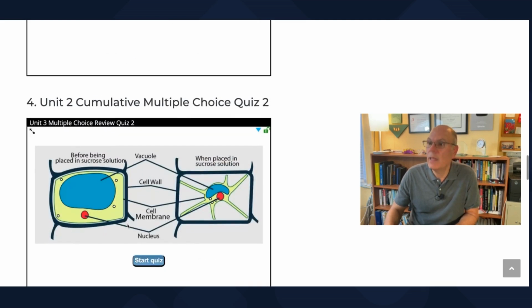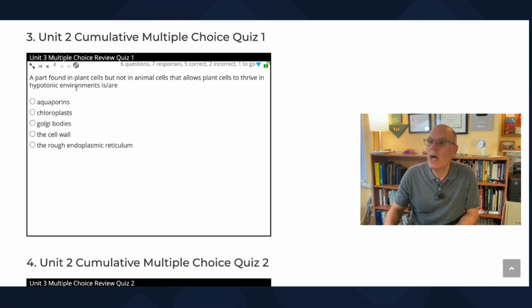Here's another question. A part found in plant cells but not animal cells that allows plant cells to thrive in hypotonic environments is R. This is a repeat of a question that we got wrong before as well. The choices are aquaporins, chloroplasts, Golgi bodies, the cell wall, the rough endoplasmic reticulum.